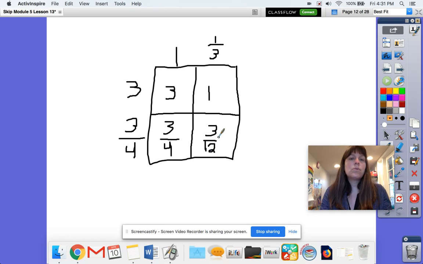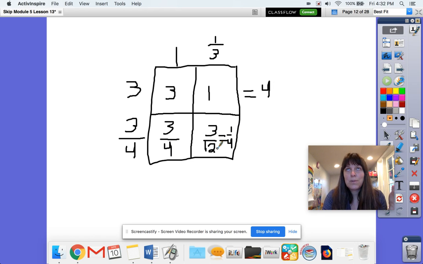which you could leave as 3/12, or you could simplify it to 1/4, which is what you want to do, because you're going to be adding the partial products here. And when you add fractions, you know that you need to have common denominators. So you can go ahead and add across. You've got 3 plus 1 equals 4. And on the bottom, you've got 3/4 plus 1/4.